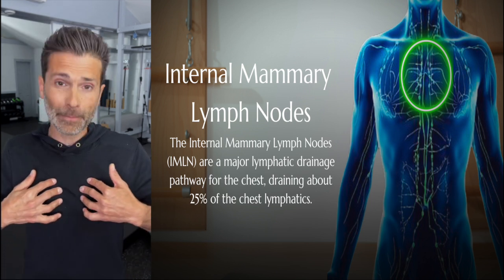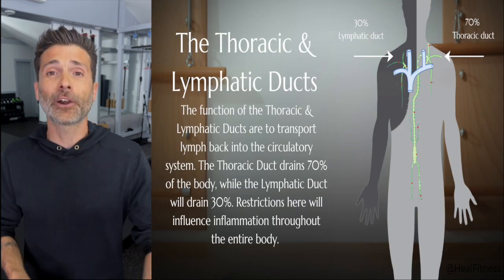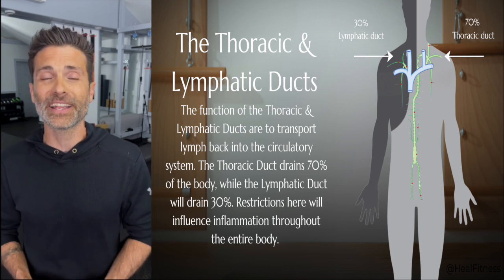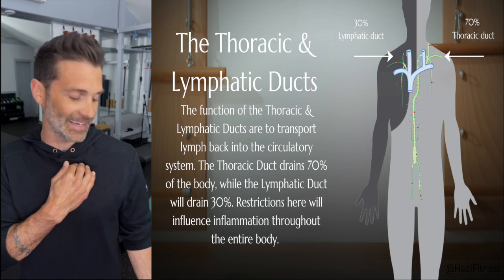Now, as we finish up going down our sternum, we're going to go to our left collarbone. This is the end point for our lymphatic system. Everything circulates back to the left collarbone. This is the thoracic duct.